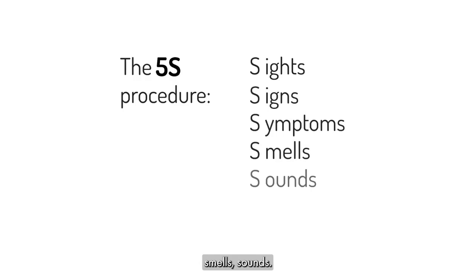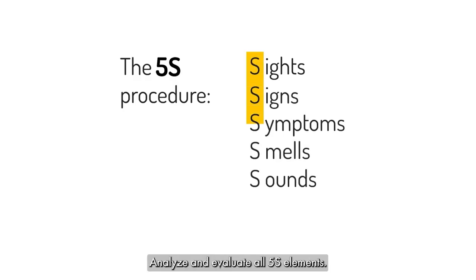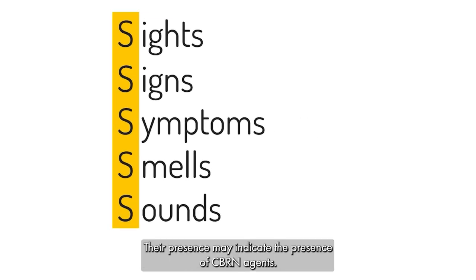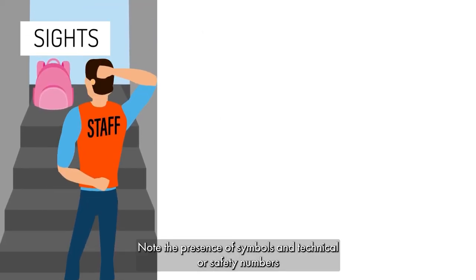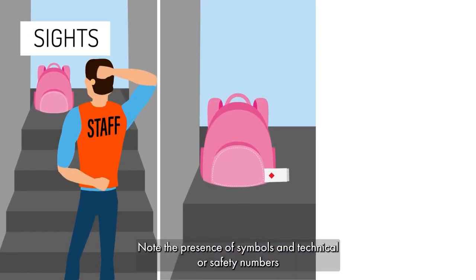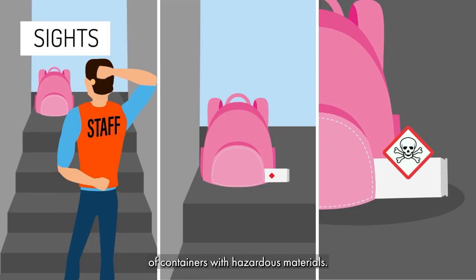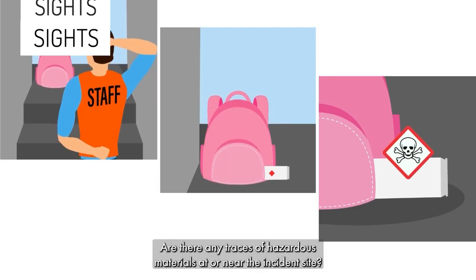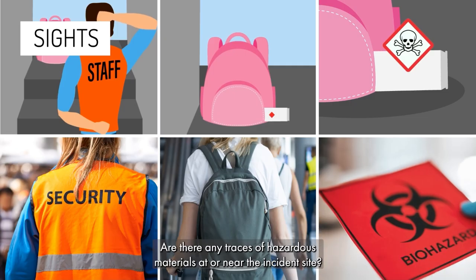What is it? Sights, signs, symptoms, smells, sounds. Analyze and evaluate all 5S elements. Their presence may indicate the presence of CBRN agents. Sights. Note the presence of symbols and technical or safety numbers of containers with hazardous materials. Are there any traces of hazardous materials at or near the incident site?